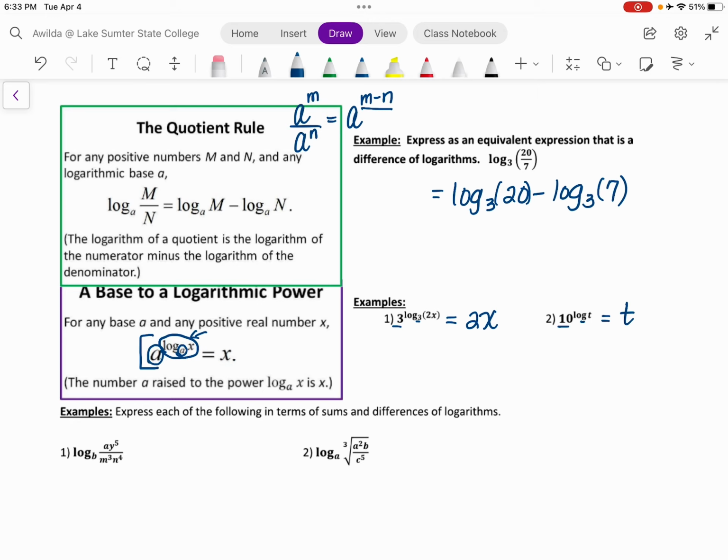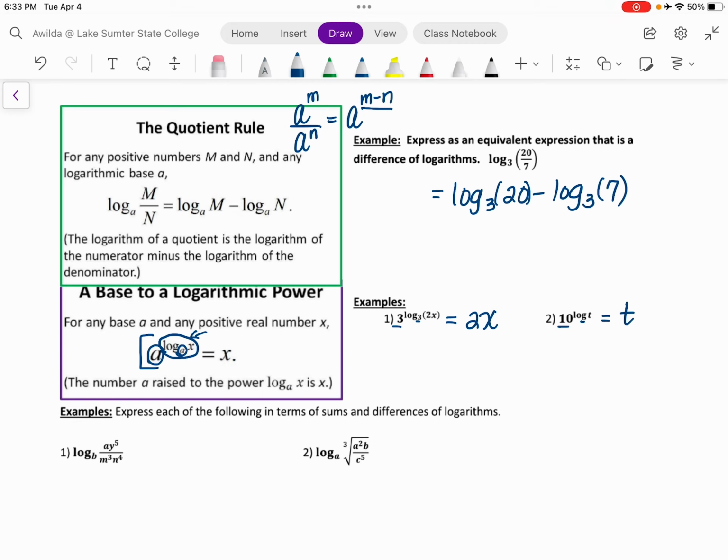In the next set of examples, we're asked to express each of the following in terms of sums and differences of logarithms. We have logarithm base b of a times y to the 5th power divided by m cubed times n to the 4th power. We're going to have to use a combination of the rules that we've just discussed, and it really won't matter what order we apply them. This is a matter of preference.